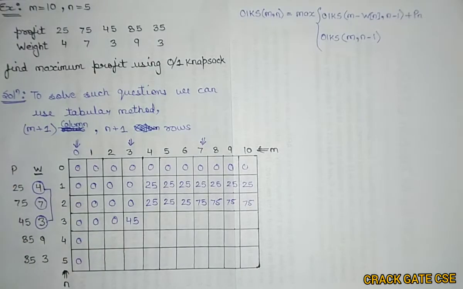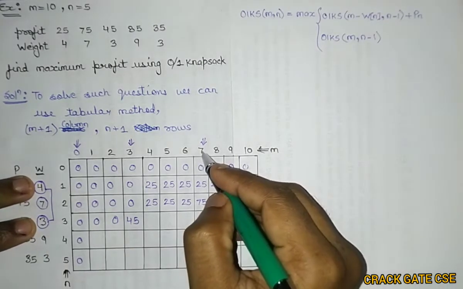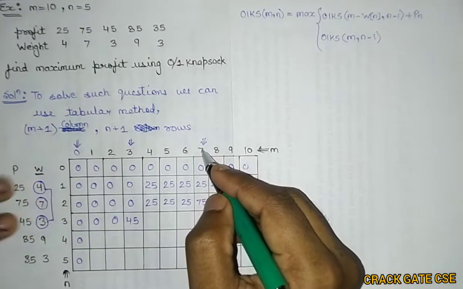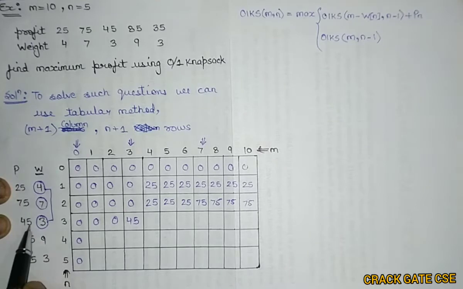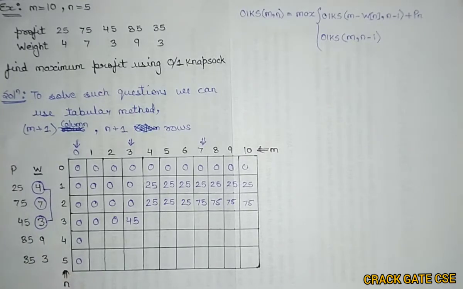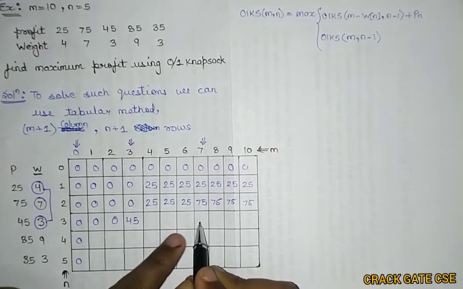Now the next question is that I can take 4 and 3 together, because 4 plus 3 is 7 and 7 is the capacity. That means we are able to take both of the values at a time. So if I take this 4 plus 3, it will be 7. For this 7 capacity, what will be the profit? Profit of this object plus profit of this object. It will be 4 plus 2, 6. That means 70. So for 7 we are getting profit as 70.